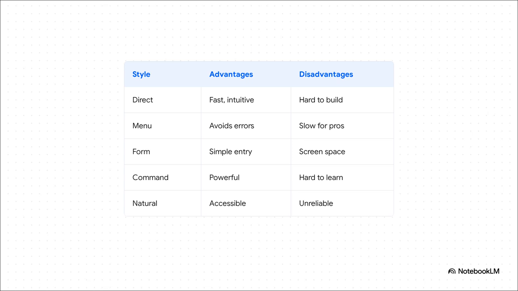Form fill-in is great for stock control, but as we saw, it takes up a lot of screen space. Command language, powerful and flexible for operating systems, but very hard to learn. And finally, natural language. It's incredibly accessible for things like voice assistants, but the underlying systems that actually have to understand you can still be pretty unreliable.